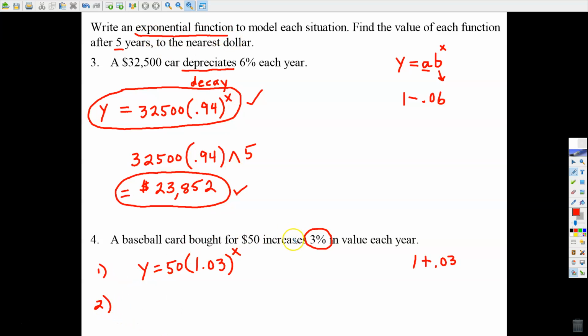And now we're going to use this to see how much this baseball card is worth after 5 years. So we just go to our calculator and we let the exponent for 1.03 be 5. And that'll give us our answer. So 50, parentheses, 1.03, close parentheses, raised to the 5th power. And to the nearest dollar, it says 57.9637. So to the nearest dollar, we would just say 58. And that's how those exponential function problems work, whether you'll have growth or decay.